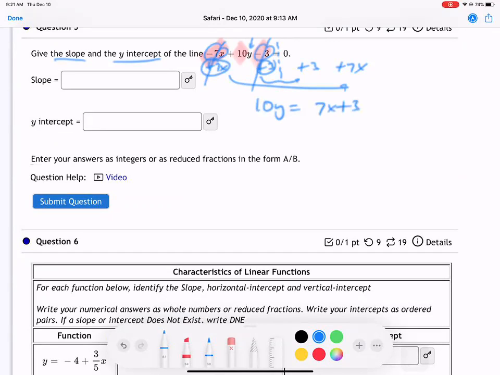Last move, to get rid of the 10, opposite of multiply is divide. We're going to divide both sides by 10. I see a lot of kids doing this wrong, but remember, you're going to divide everything by 10. So y is equal to 7 over 10 x plus 3 over 10. And that is our answer. Just write 7 divided by 10 and 3 divided by 10.